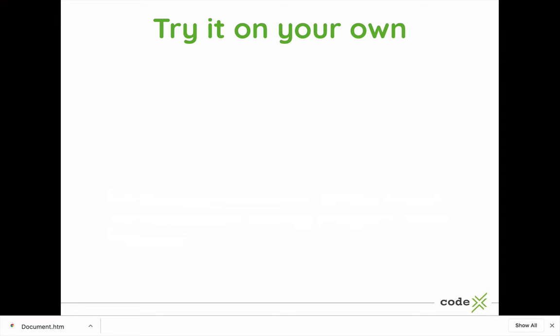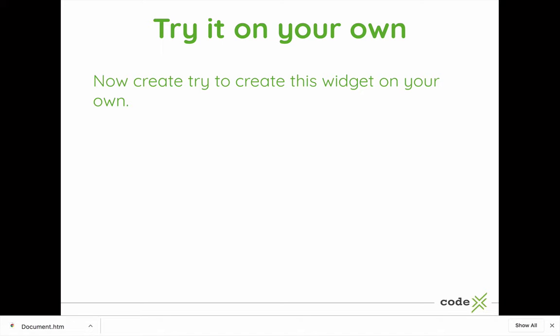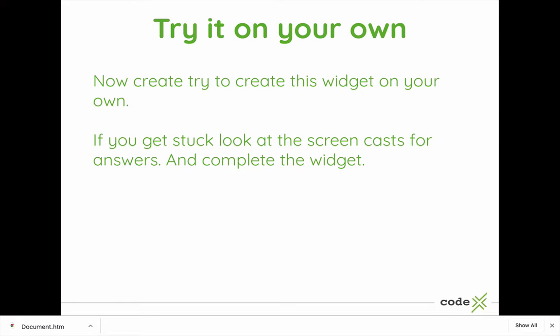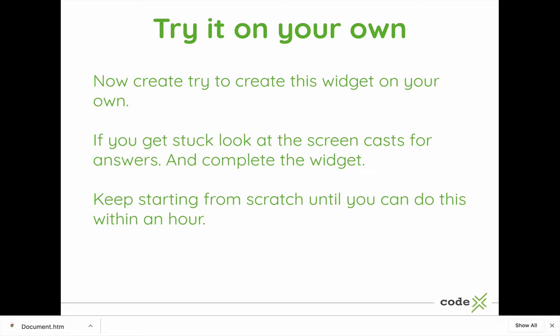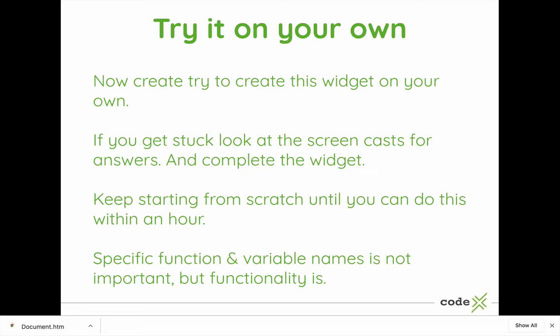Okay. So what I want you to do from here is actually to try this on your own. Take this exact same widget that we just did and create it on your own. If you get stuck, look at the screencasts for answers and complete the widget. And then I want you to keep starting from scratch until you can do this within an hour. So if you get stuck, get unstuck, go ahead and do it again. And the specific function and variable names are not important, but the functionality is.